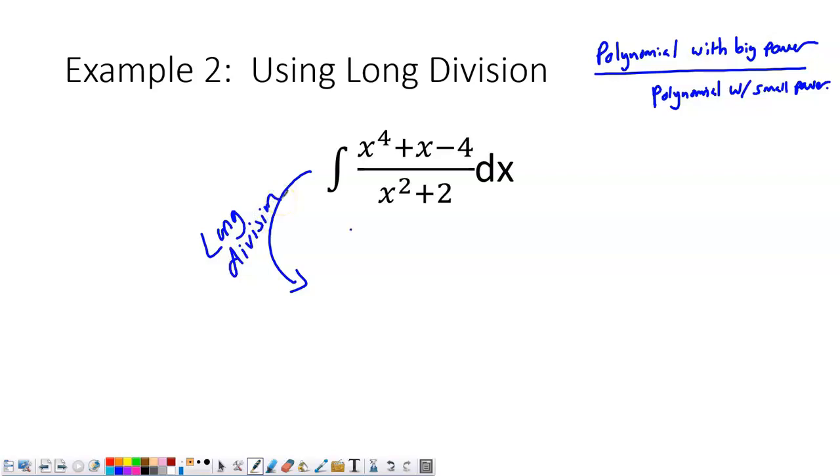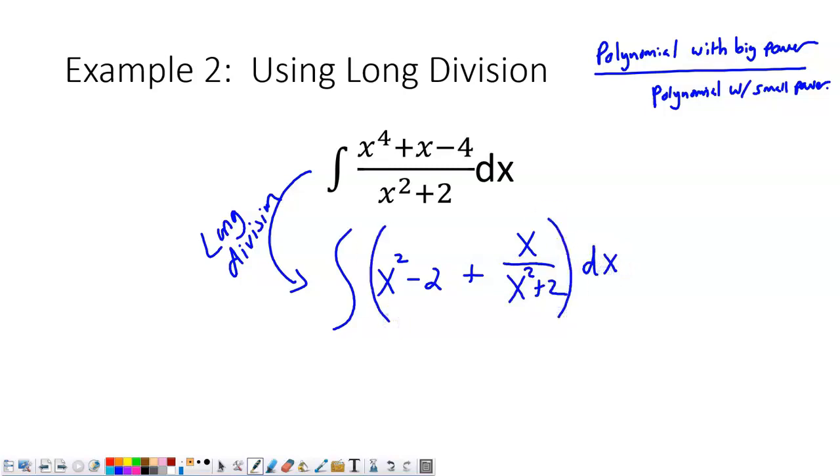Now we already did that, right? And here's what we got. We got x squared minus 2 plus x over x squared plus 2. That's what we got in the last slide, right? So the first step when you see a polynomial with a bigger power over a polynomial with a smaller power is to do long division.